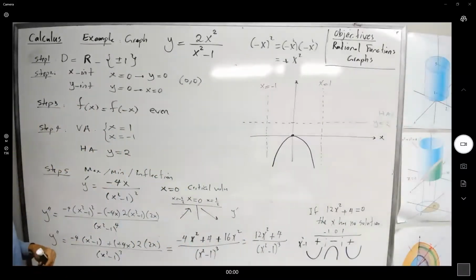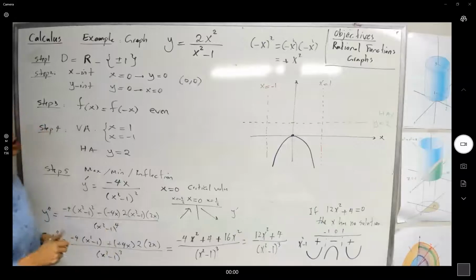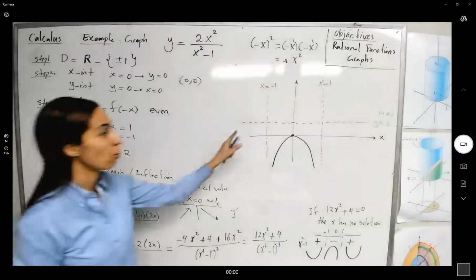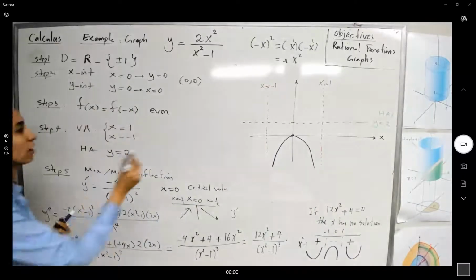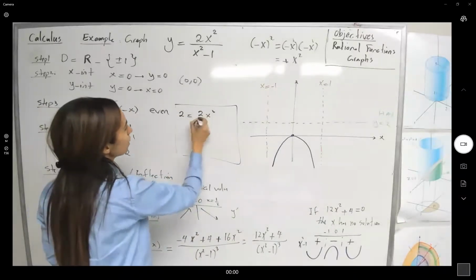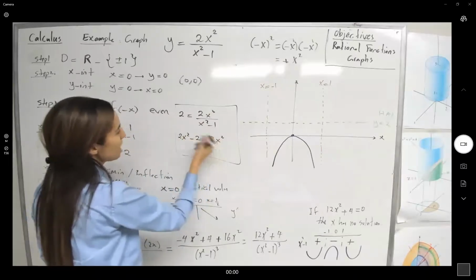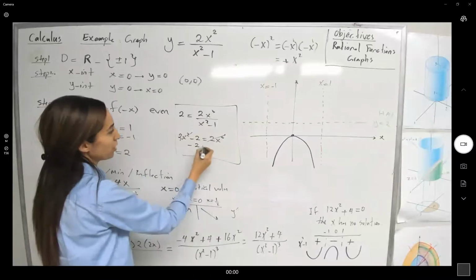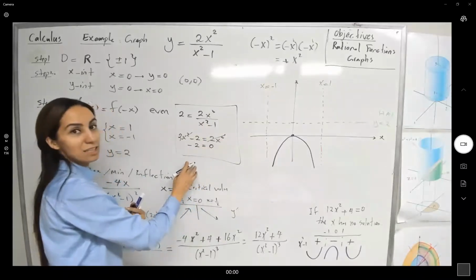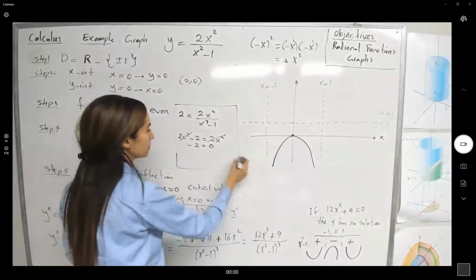Another thing that you can do is set 2 equal to the y value of the function and try to see if you can find an answer for it. It means, can you find an intersection between your horizontal asymptote and the function itself? So you set 2 equals 2x squared over x squared minus 1. You get 2x squared minus 2 equals 2x squared, but it doesn't give me any solution. It means that the graph itself has no intersection with y equals 2.